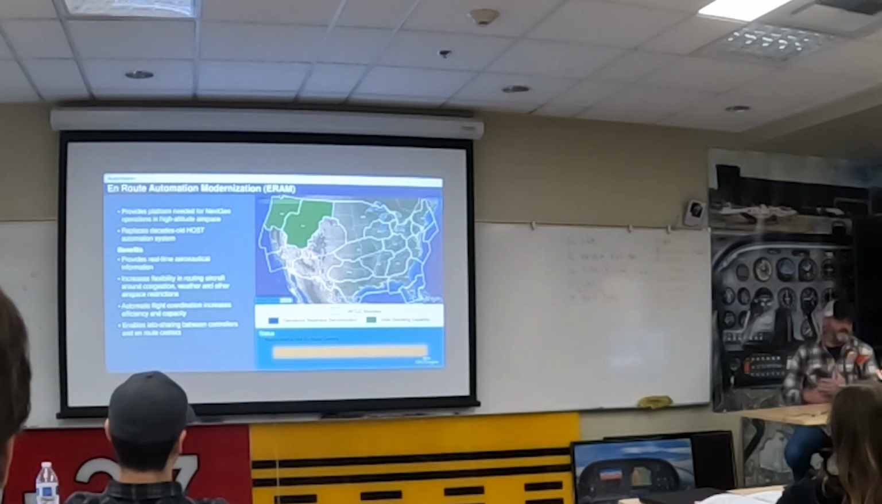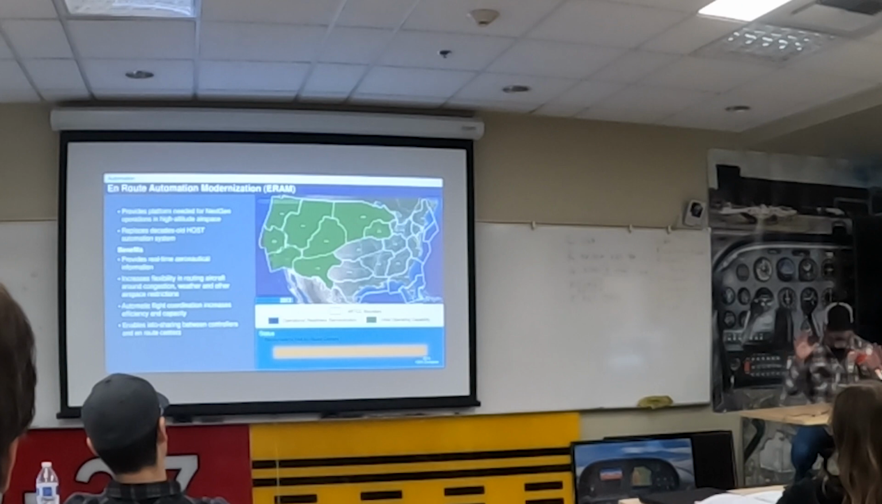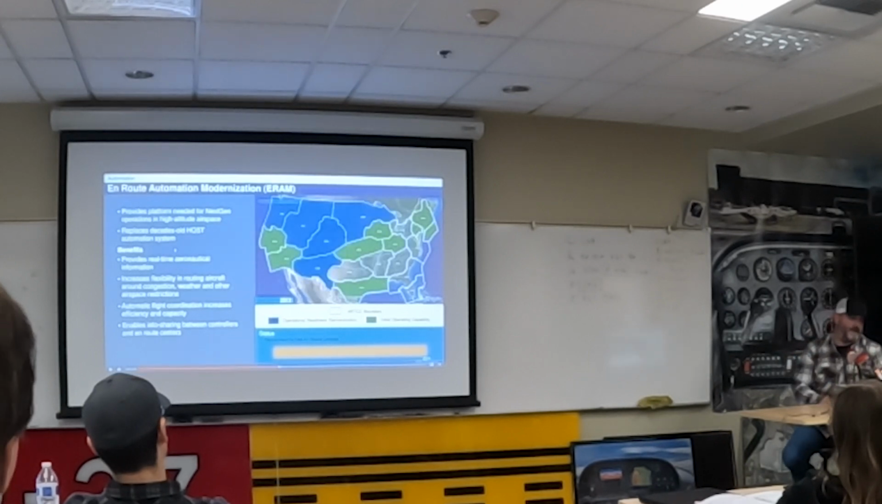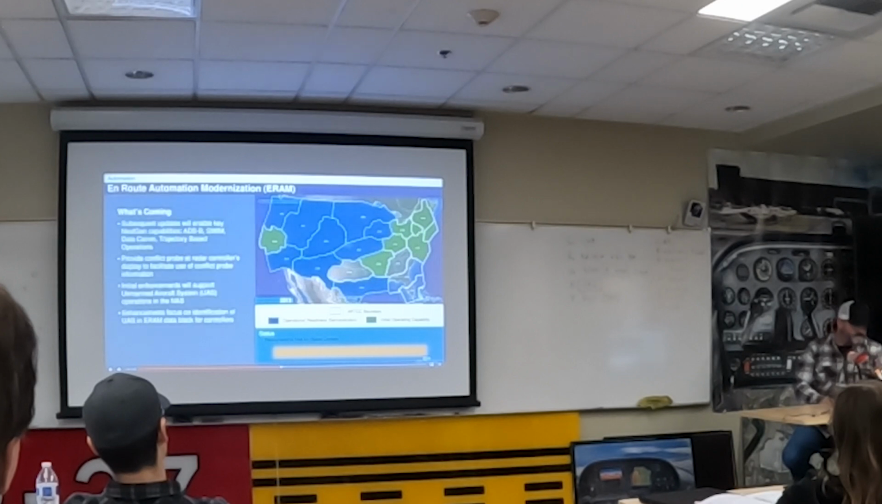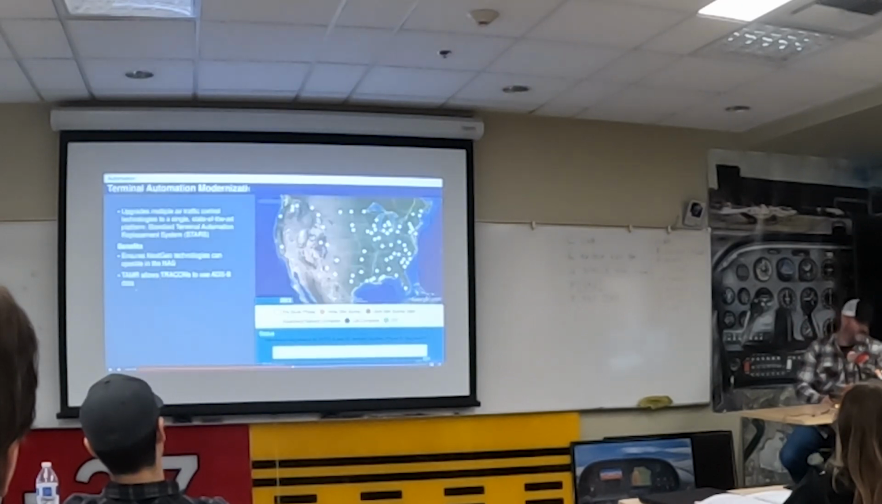So now they're starting to Enroute automatic modernization, provide a platform needed for the next gen operations up high. Replace old needed systems in order to be able to see aircraft. Provides real time. So here's what they're doing. They enable key next gen capabilities of whatever they need to communicate. Conflict probe or radar controllers display. This is what it's supposed to be giving us.